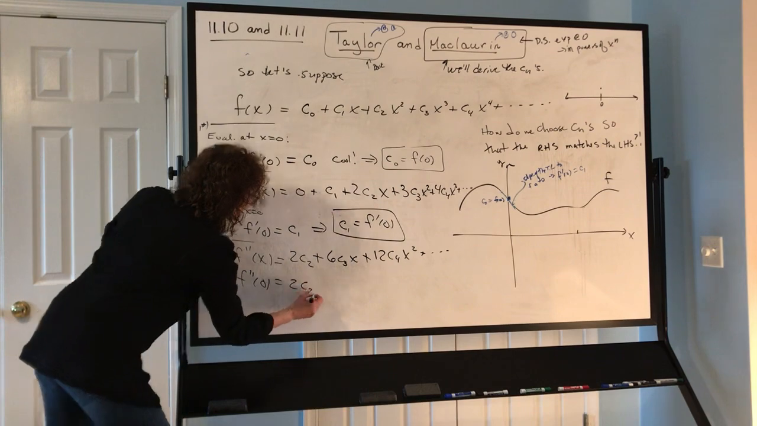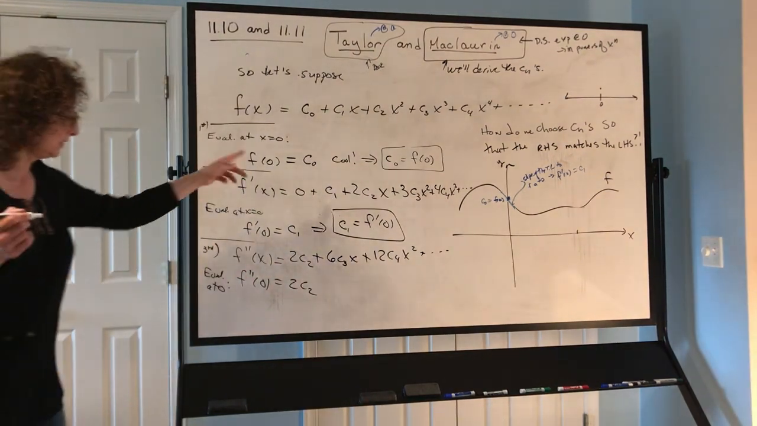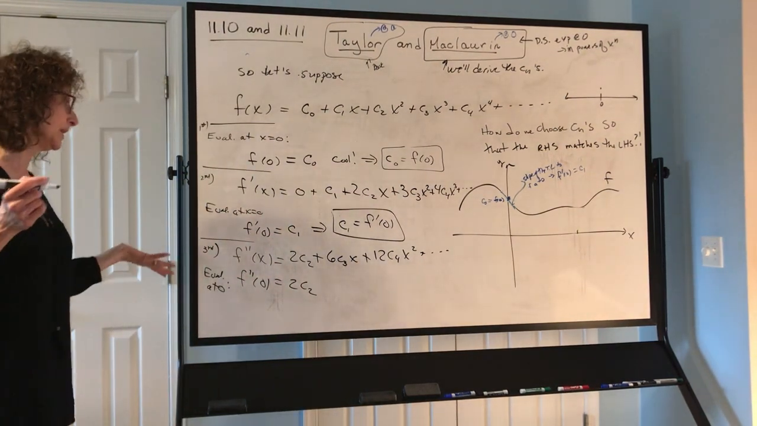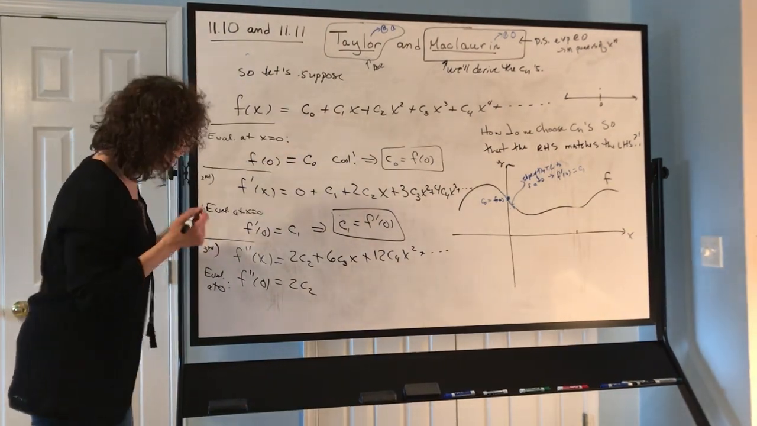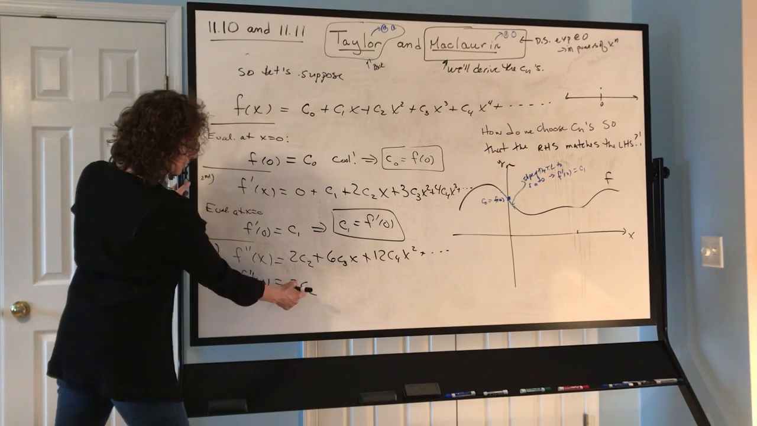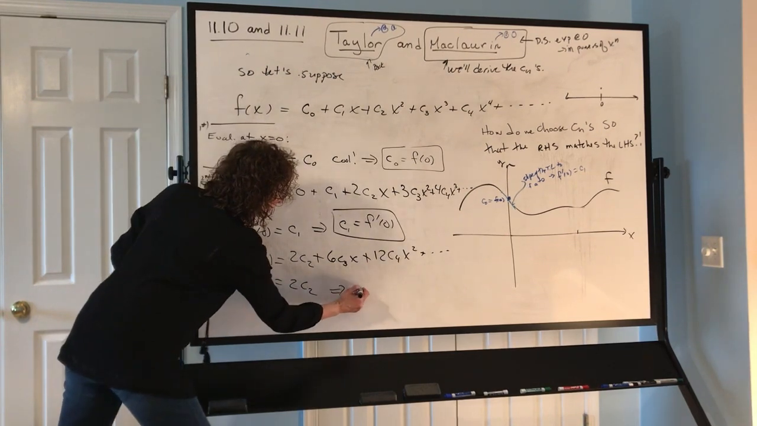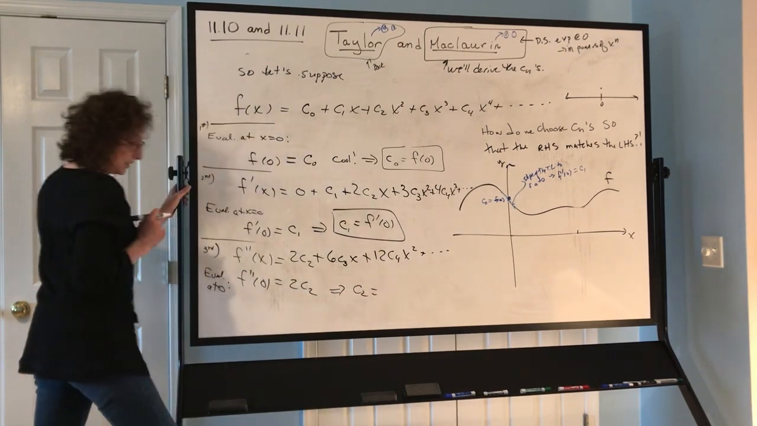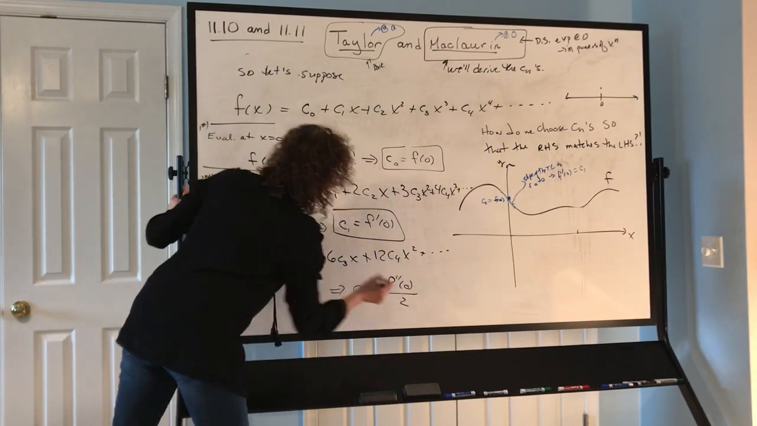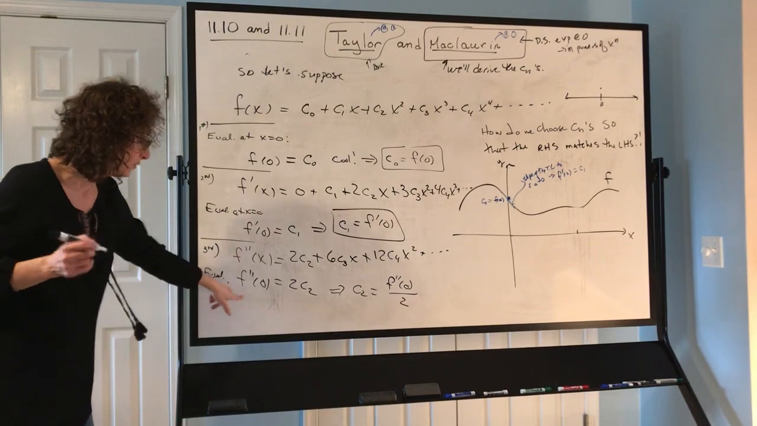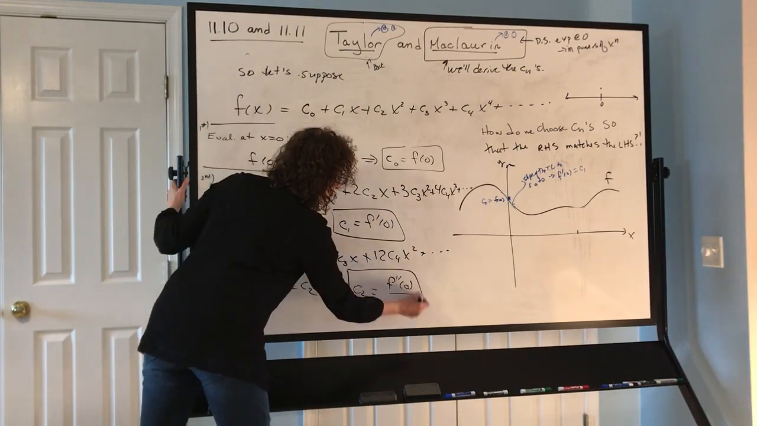Well, at least it gets a little bit different here. First it looked like you always got just the constant, but look, we got 2 times the constant. What was our goal? To find these constants. So I need to solve for c2. What does that mean c2 is? c2 is f double prime at 0 divided by 2. So that's what c2 ought to be.